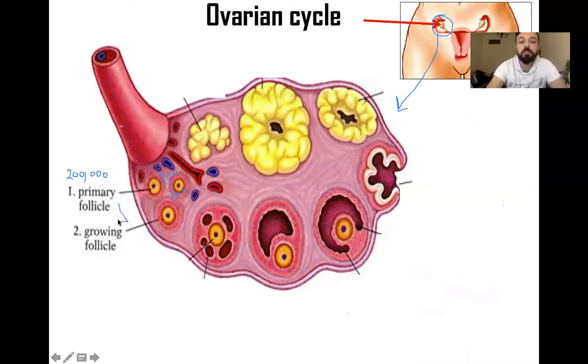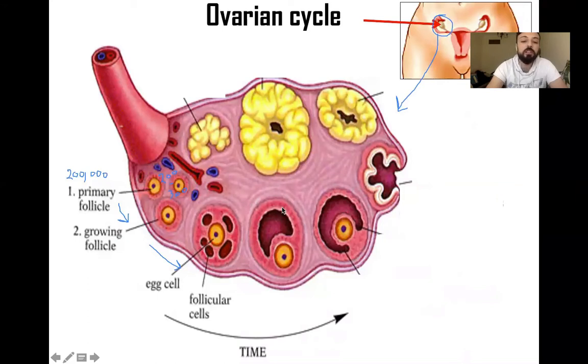And they start growing, as you can see. So from primary follicles, they become growing follicles. But out of the 200 to 300 follicles, only one will become a mature follicle. And this one mature follicle is the one that will contain the mature egg. What happens to the rest of the follicles? The 200 or 300 follicles that start maturing degenerate and die. So with time, only one follicle will grow.